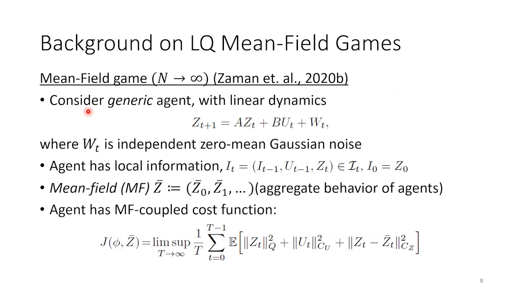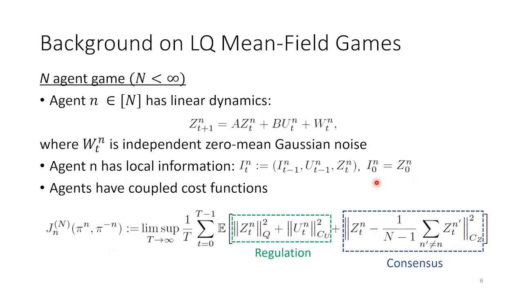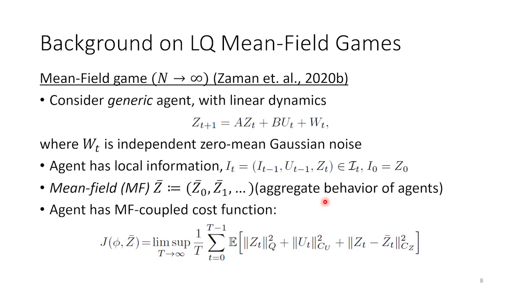So now we consider a generic agent in this game with linear dynamics, just like before, with an independent zero mean Gaussian noise. The agent has local information, so it can only measure its own state and control actions. Now the agent is interacting with the mean field. This mean field term is the aggregate behavior of the agents. Let me go back to this slide. If you remember this average term, if you take the limit as n goes to infinity, this term will become the mean field term. So this is the limit of the average as n goes to infinity.